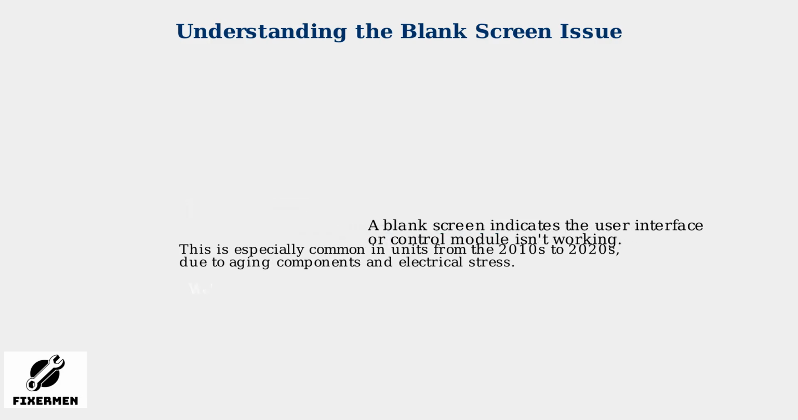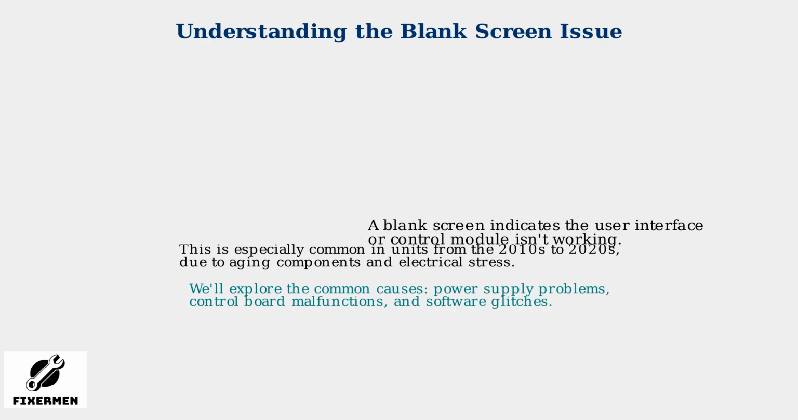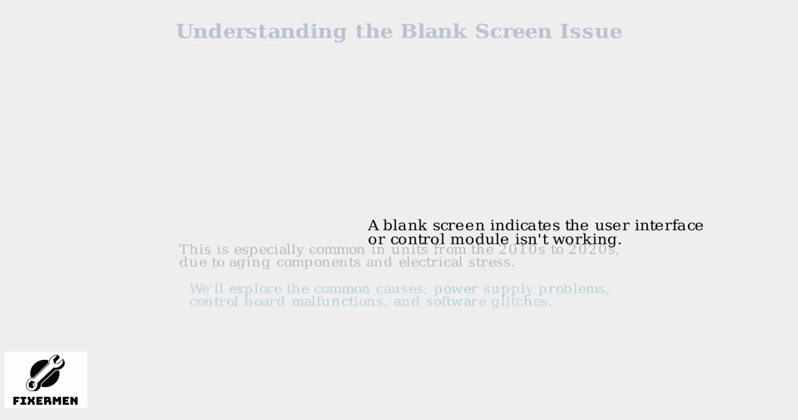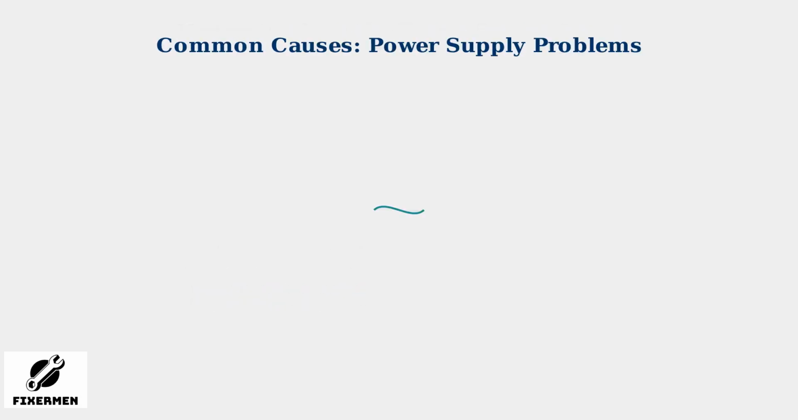This problem is particularly prevalent in American Standard units manufactured between the 2010s and 2020s. In the following sections, we'll examine the common causes and solutions. Power supply problems are the most common cause of blank screens in American Standard AC units. Insufficient voltage or electrical faults prevent the display from receiving the energy it needs to function.